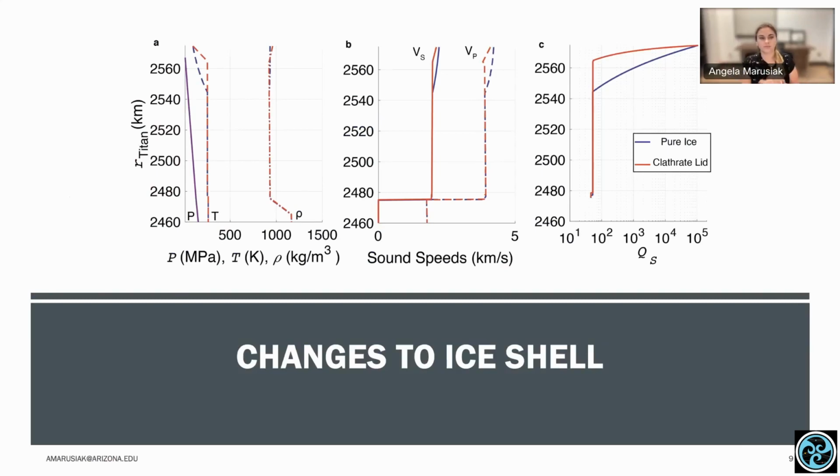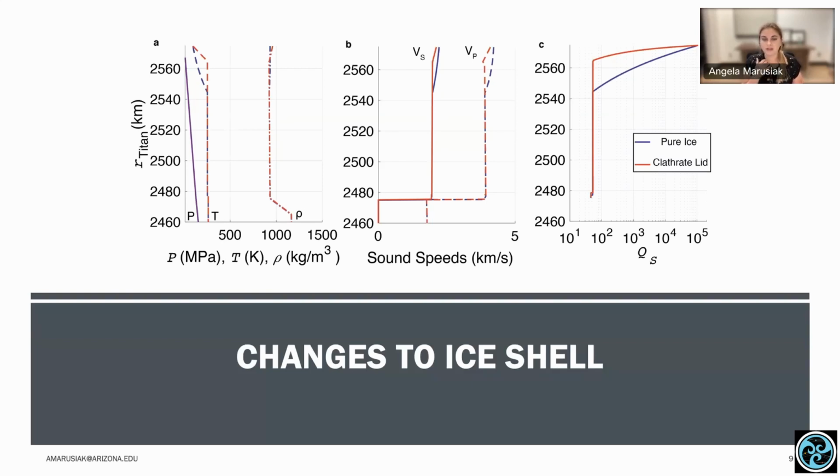To break it down in a couple of different ways, the overall pressure is about the same, because at the surface you have changes in density, and then as you go down in depth they change a little bit, so the overall pressure basically stays the same. But what you may notice in that first plot is that the temperature is really quite different. For that clathrate lid in the red, because the conductive lid thickness is so much smaller, warmer convecting ice is able to be much closer to the surface.